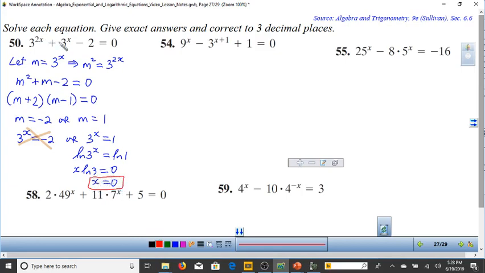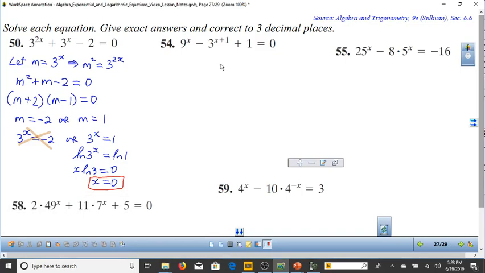3 to the 0 plus 3 to the 0 is 1 plus 1, which is 2, minus 2 is 0, so it did work. Let's press on to the next question here.